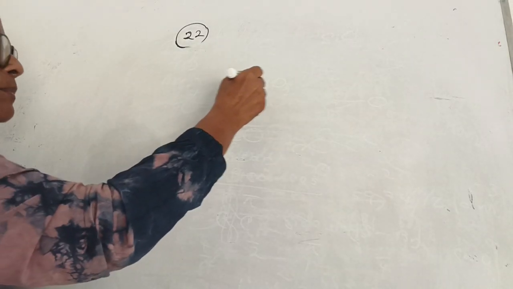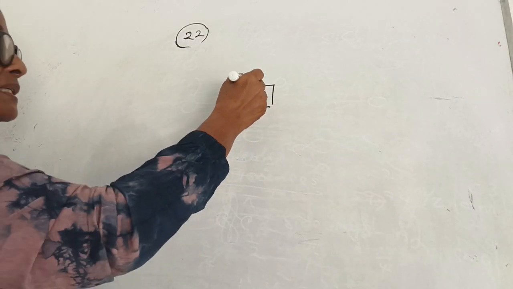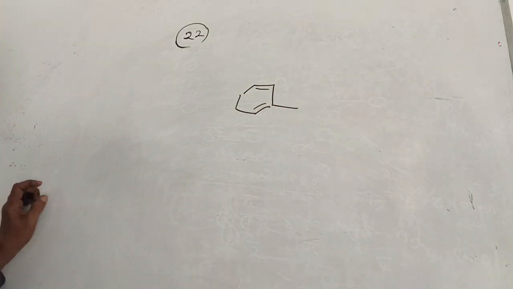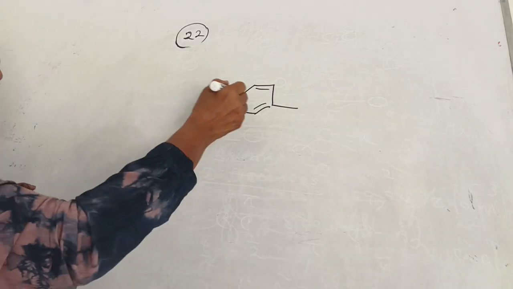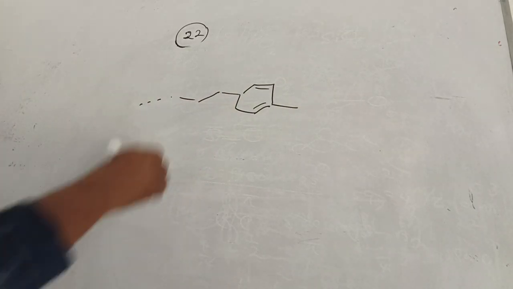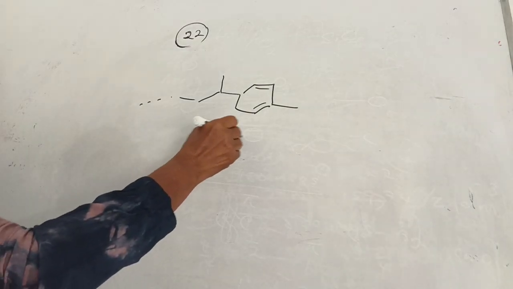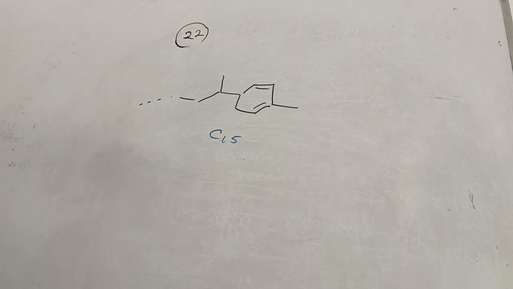You are given this part of the structure, a cyclic structure where there is a double bond and a methyl group, and it continues from here. Deduce the molecular formula of this zingiberene. If you have all 15 carbons, a C15 alkane has to be C15H32.